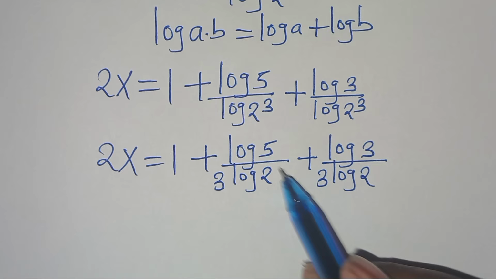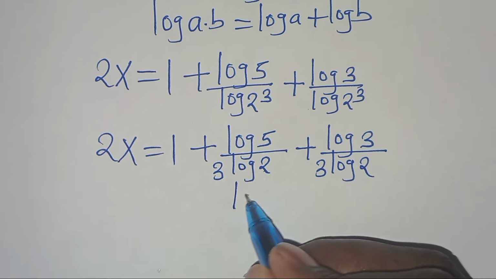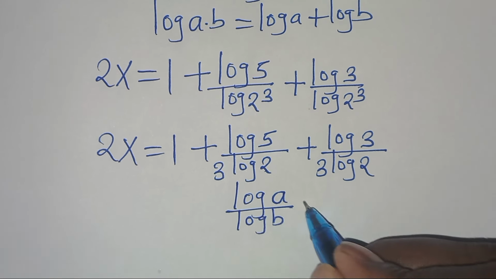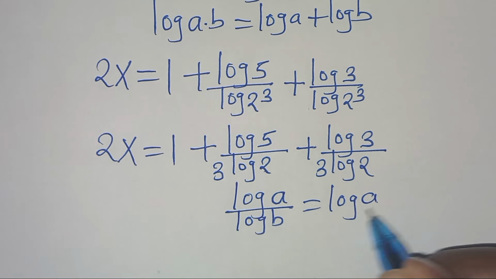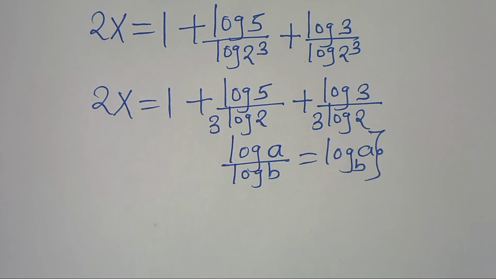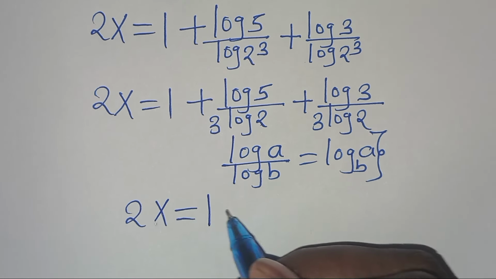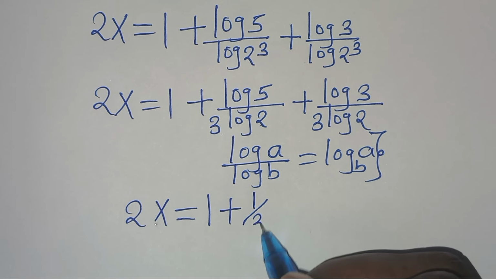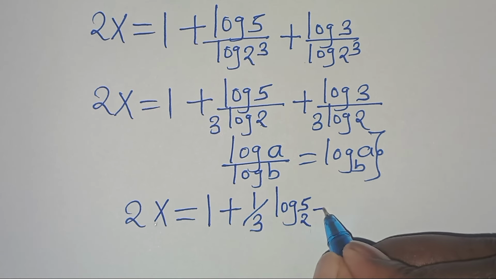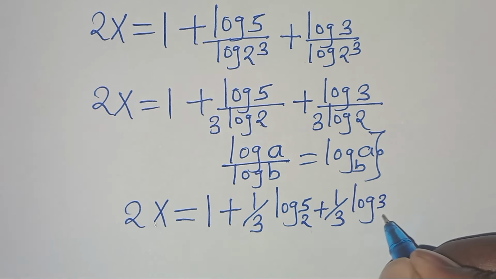So log 5 over log 2 and log 3 over log 2 here. This is in the form of log a divided by log b, that we can express as log a to base b. Let's apply this logarithm property here, so that now we have that 2x is equal to 1 plus 1 over 3. This is log 5 to base 2, then plus 1 over 3. This is log 3 to base 2.